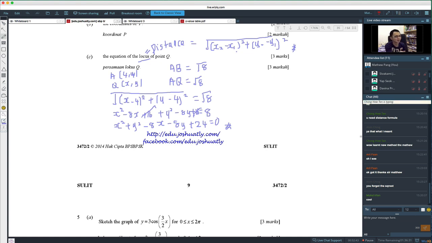I forgot about the square root. Both sides also have a square root, so I cancel out the square root. Okay, so I will move on to question number 5.